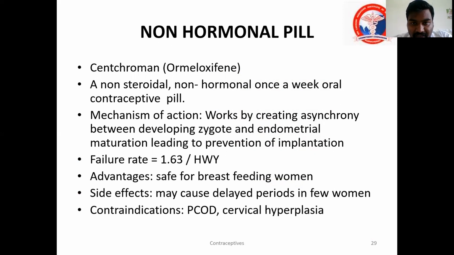What is the failure rate? It is approximately 1.6 to 2.8. What are the advantages? It can be used in breastfeeding women. As a SERM, selective estrogen receptor modulator, it is also used in the treatment of breast cancer. It also has a few side effects: it may cause delay in periods, or the normal regular menstrual cycle might be disturbed. There may be delay. And what are the contraindications? PCOD and cervical hyperplasia are contraindications.